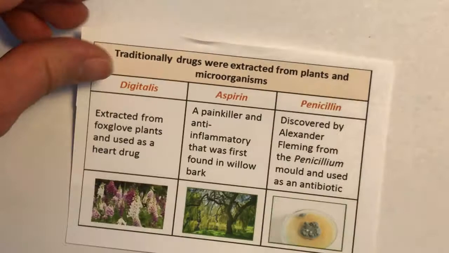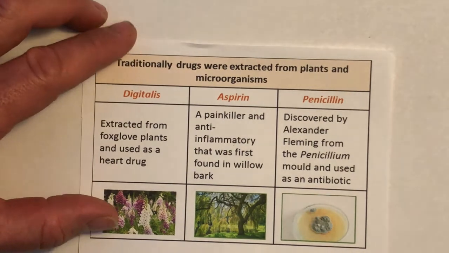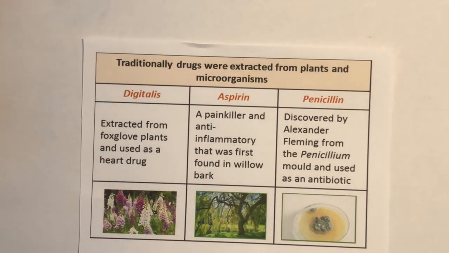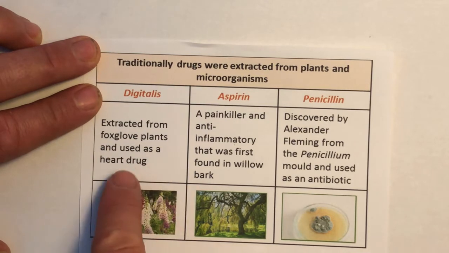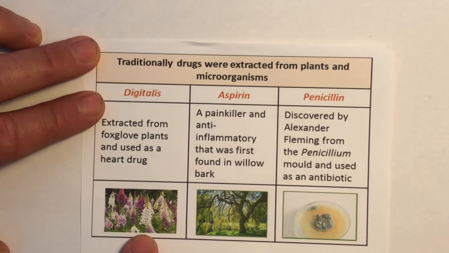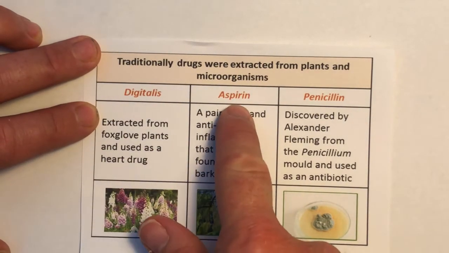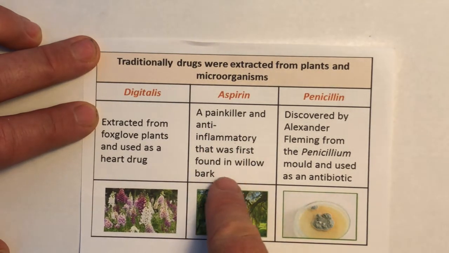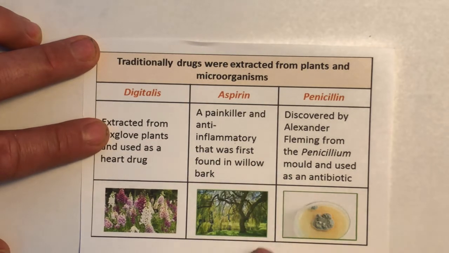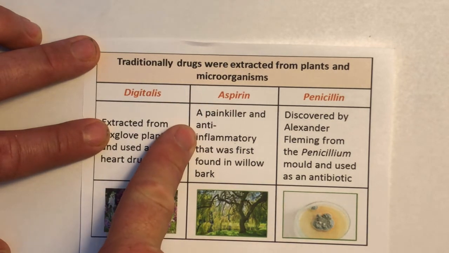Now, traditionally, drugs were extracted from plants and microorganisms, and this is the way that many of the most successful drugs on the market today have been developed. Digitalis was extracted from foxglove plants and used as a heart drug. I've even got foxgloves in my back garden. Aspirin, quite incredibly, is a painkiller and anti-inflammatory that was first found in willow bark. At some point, somebody discovered that willow bark took away pain, and anti-inflammatory means it takes down swelling.